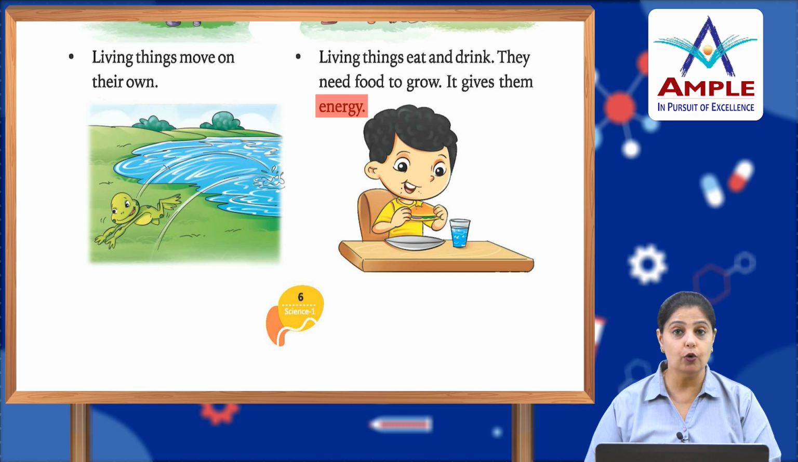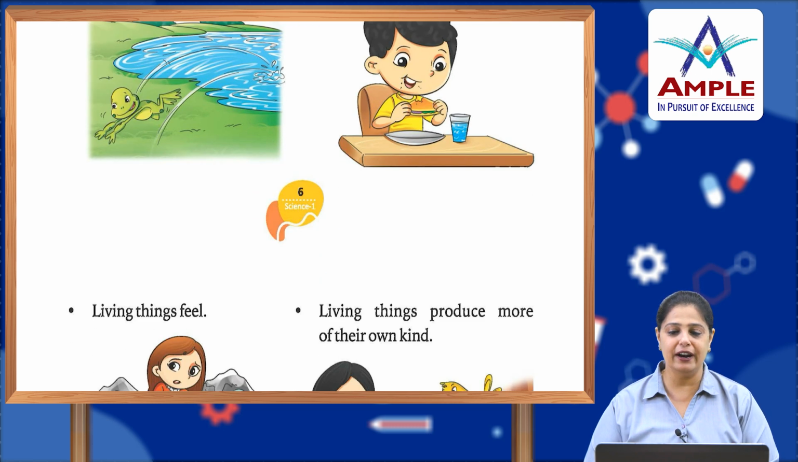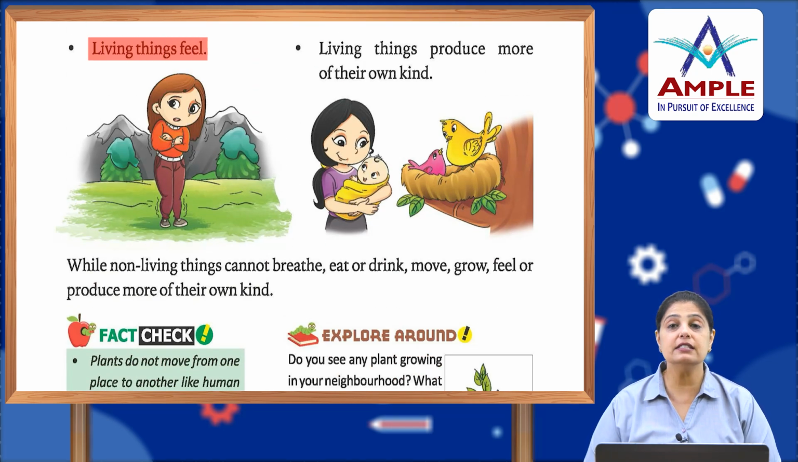When we eat, nobody feeds us. We eat by ourselves. When we are small, our parents feed us. But we eat on our own and we need food to live, to grow. And it also gives us a lot of energy, and that's why we are active. All right, now, living things feel, we have emotions.